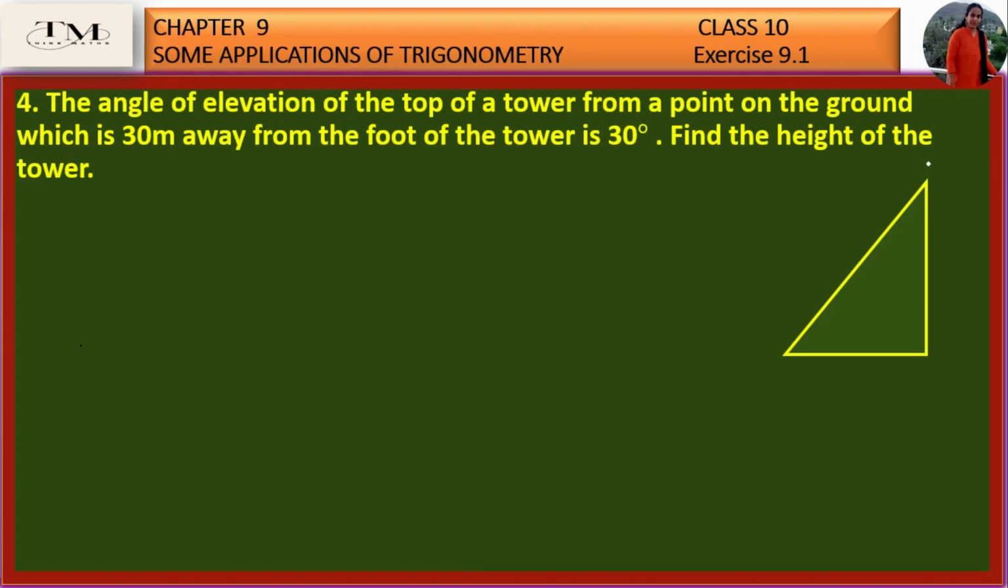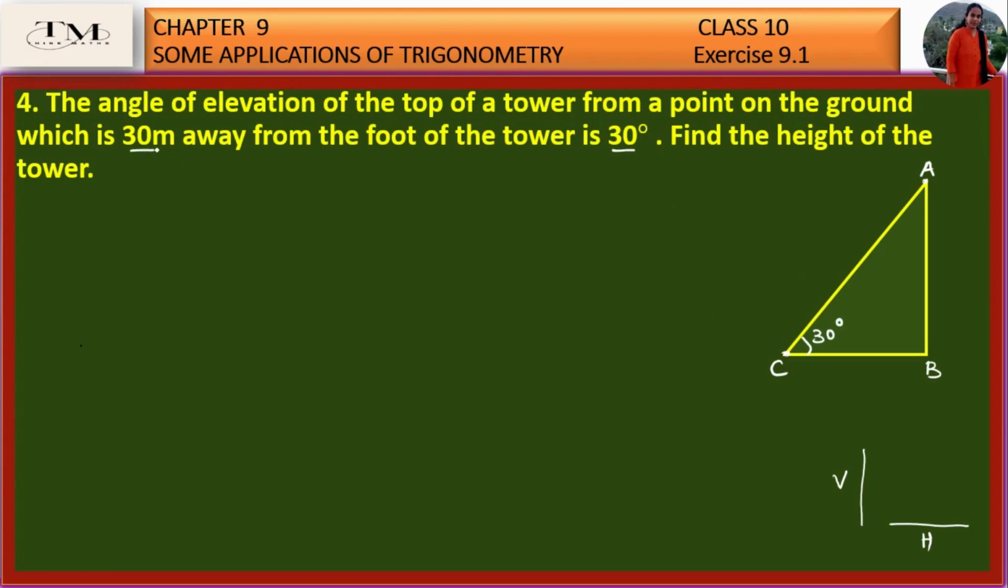So tower will stand vertically. So vertical means this is the vertical and this is the horizontal. Vertical line, horizontal line. So AB tower will stand vertically. So AB is the tower. C is a point on the ground. What is the first line? The angle of elevation of the top of a tower from a point on the ground. So its angle of elevation is 30 degree.